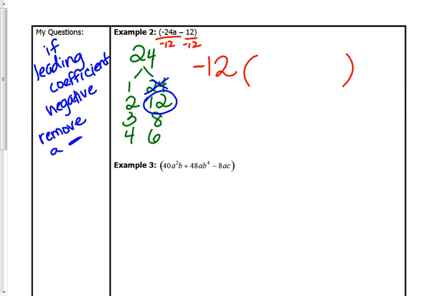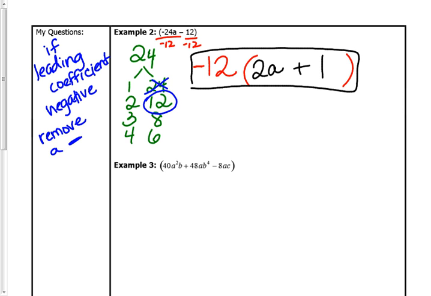Well, a negative divided by negative is a positive, so this would give me a positive 2a. We have to include that a because there was an a there. We can't cancel the a out. Next part, we have negative 12 divided by negative 12. And again, negative divided by negative is positive. And so that would be a plus 1 in there. 12 divided by 12 is 1. So this is my answer.